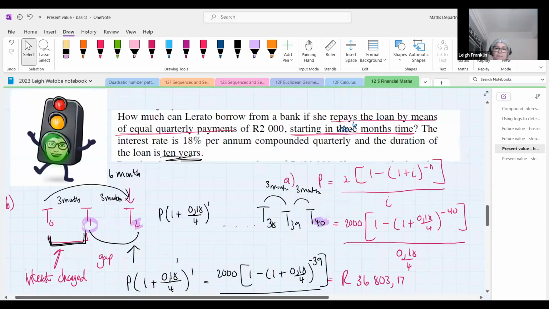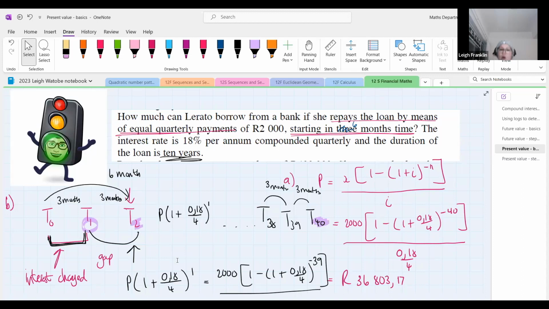There it is. Do you want to ask something? On the question, we said that it's starting in 6 months' time, right? Yes. So how come we only minus one? I don't understand that part. Are you saying the 39?